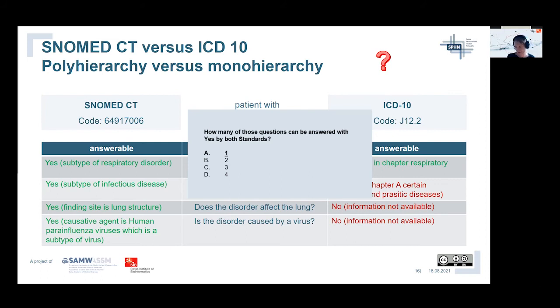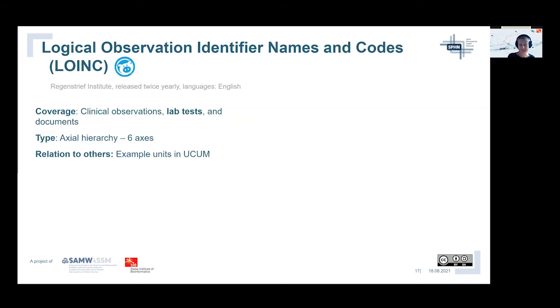And as time is short, let's move on quickly to LOINC, which is the last one we covered today. LOINC is an identifier for lab tests, or it's well known for that, but it also covers clinical observations and documents. It has, from its structure, 6 axes, a so-called axial hierarchy, and in relation to other standards, in LOINC there are example units in UCUM. UCUM is a standard convention for units of measure.